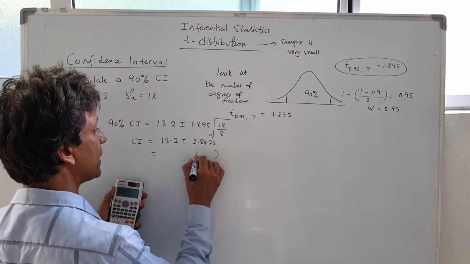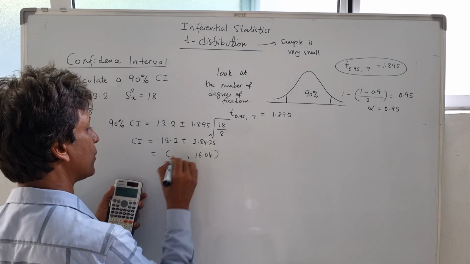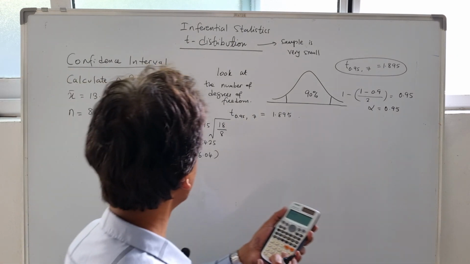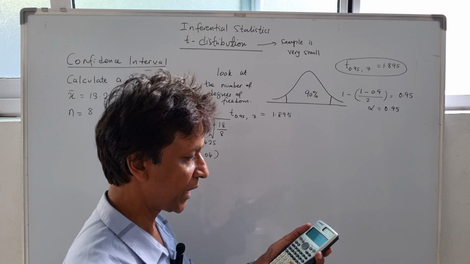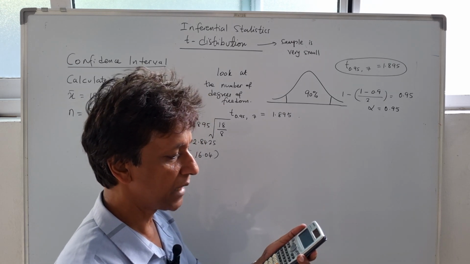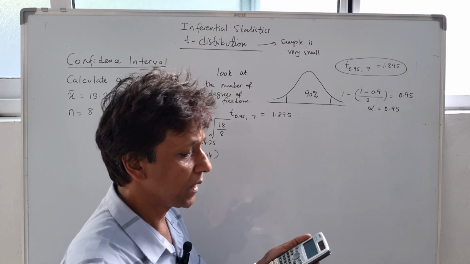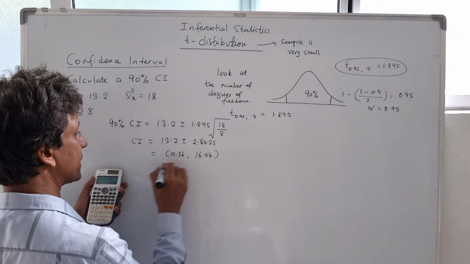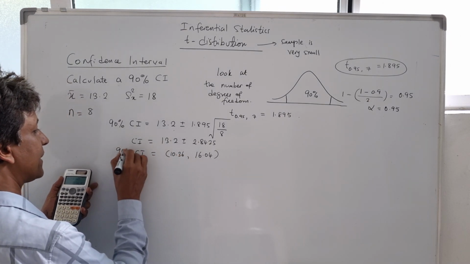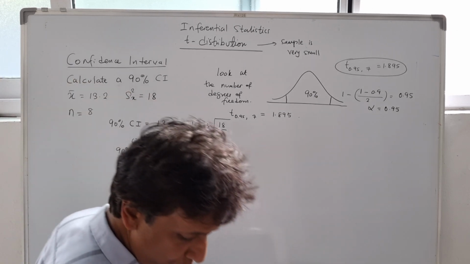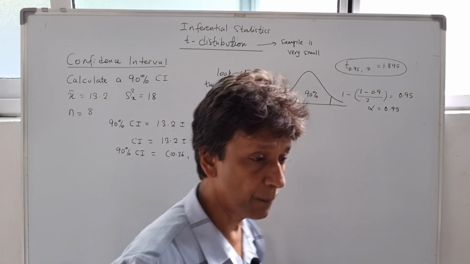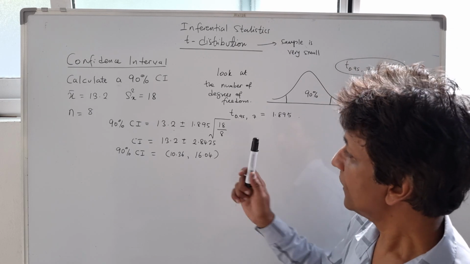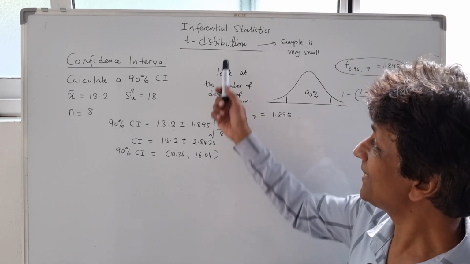So this is my upper value, 16.04, and my lower limit is going to be 13.2 minus 2.8425, and that's going to give us 10.3575. Basically, I might reduce this to 2 decimal places, so 10.36. So this is your 90% confidence interval for a small sample size of 8 coming from a normal distribution. And that's how you go about calculating your confidence interval using a t-distribution.